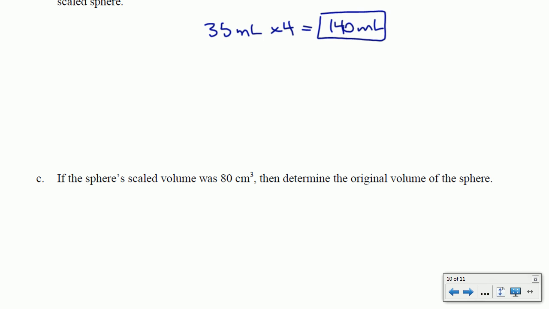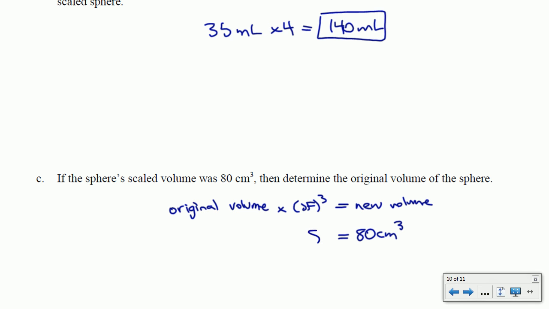If the sphere's scaled volume was 80 centimeters cubed, then determine the original volume of the sphere. So the original volume multiplied by the scale factor cubed would give us the new volume. Given the new volume is 80 centimeters cubed, and our scale factor cubed is 8, we can determine the original volume by dividing both sides of this equation by 8. So 80 divided by 8 gives us an original volume of 10 centimeters cubed.